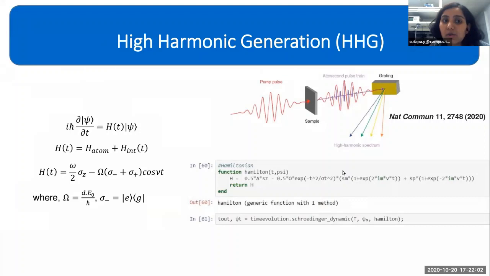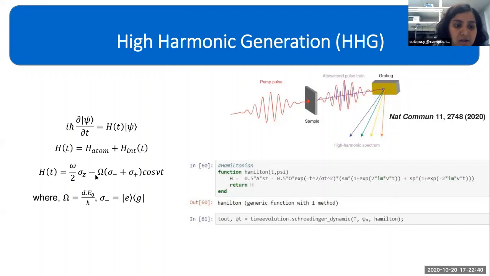Another example I want to show is how we can calculate a time-dependent Hamiltonian. So far, the Hamiltonians we were using were time-independent, but now I'm considering a time-dependent Hamiltonian. My Hamiltonian looks like this: I have an atomic term, and then I am driving. So instead of my sample, I have a single two-level atom, and I'm pumping it with very strong light, and I want to see what is coming out of the system.